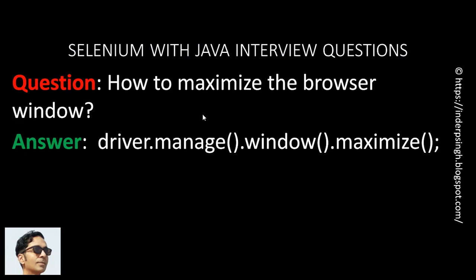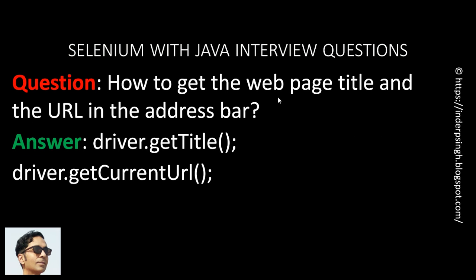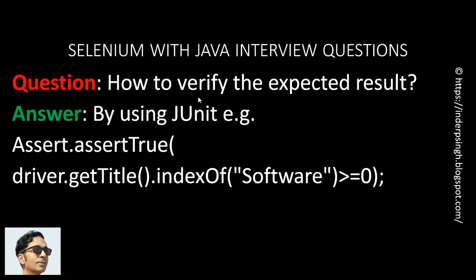How to maximize the browser window? driver.manage().window().maximize(). How to get the web page title and the URL in the address bar of the browser? driver.getTitle() gives the web page title, and getCurrentUrl() gives the URL in the address bar. How to verify the expected result in Selenium? We can use JUnit, for example, assertTrue, and give that the title with driver.getTitle() contains some search term.